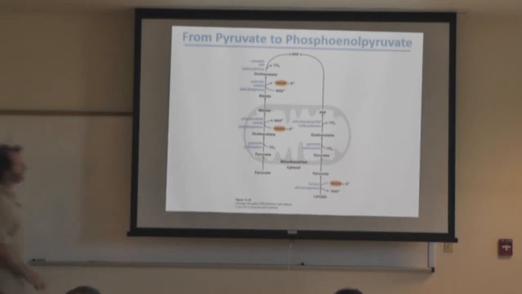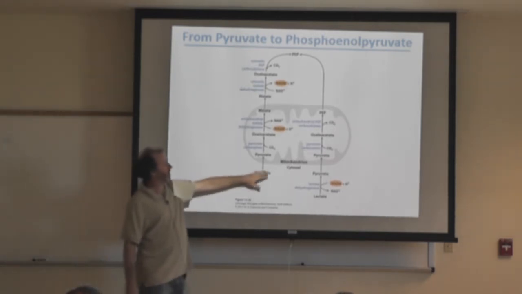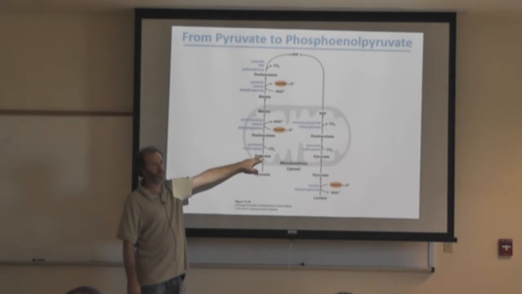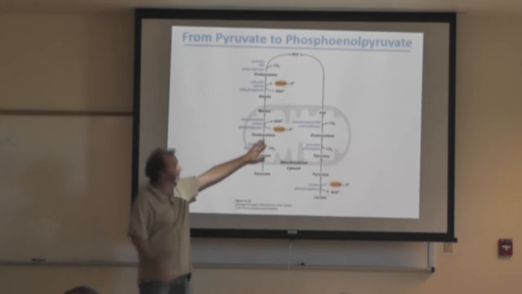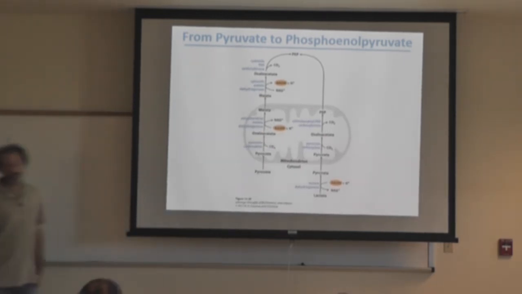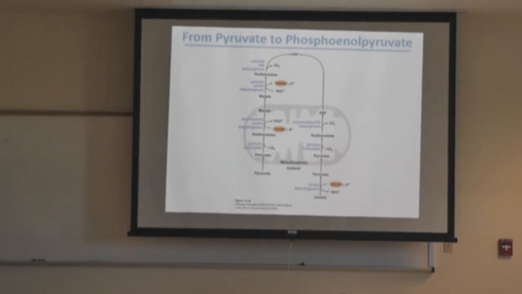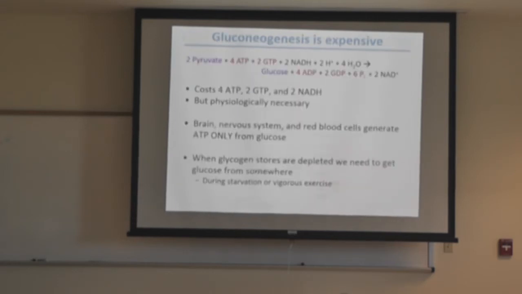Do you know what happens? Why does pyruvate go into the mitochondria to begin with? This is where the TCA cycle is going to occur, and we'll learn about that not in the next chapter, but the chapter after the next.